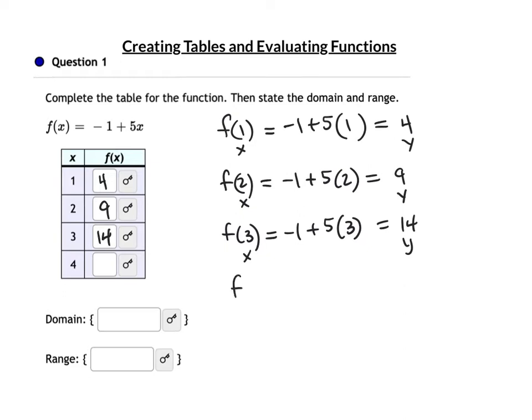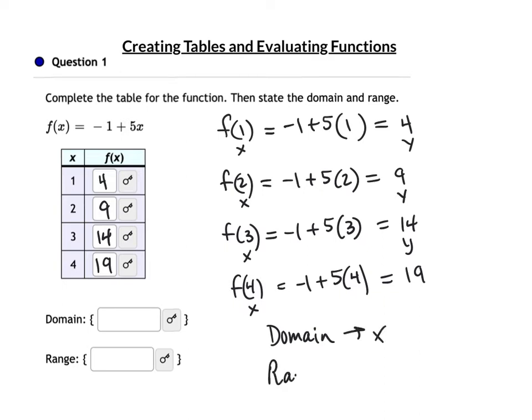And lastly, f of 4 means I'm putting in 4 for x. That's negative 1 plus 5 times 4, which is negative 1 plus 20, which is 19. Reminder, domain is the x, and range is the y.